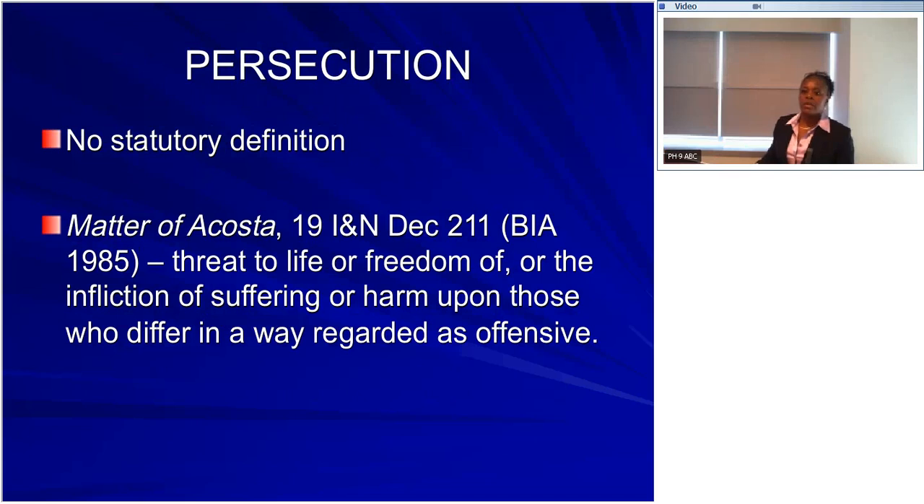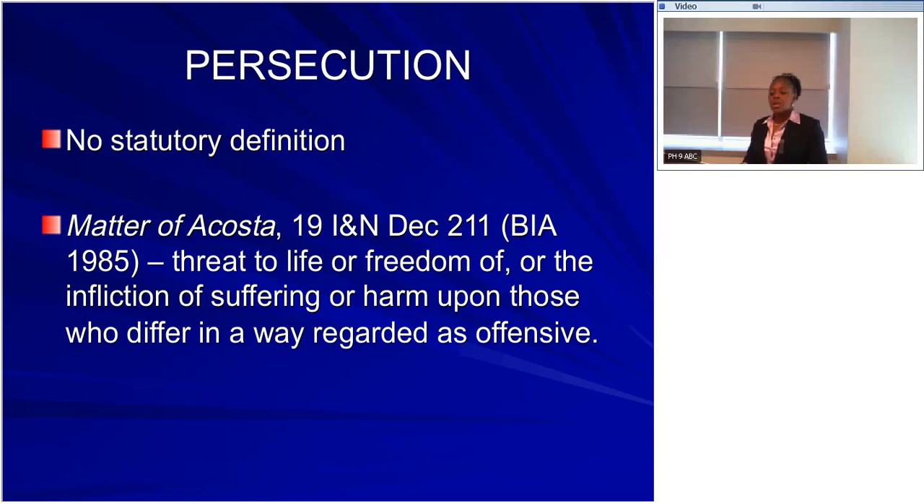So we're going to first of all look at what does persecution mean? What are we looking at in terms of having to establish to determine whether or not someone has been persecuted and may be eligible for asylum protection? As you can see, there's no statutory definition of persecution. And actually, that's a good thing, right? That's what we as advocates consider. It's a good thing because once you have a definition, then it's kind of set in stone. Anything that is outside of that definition will not be considered as persecution.